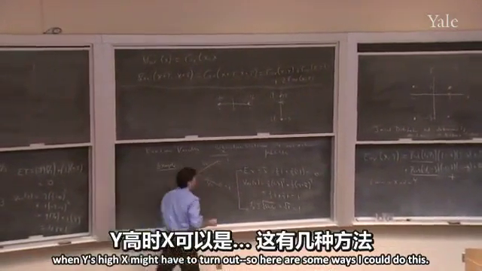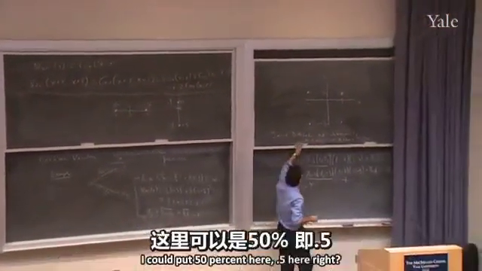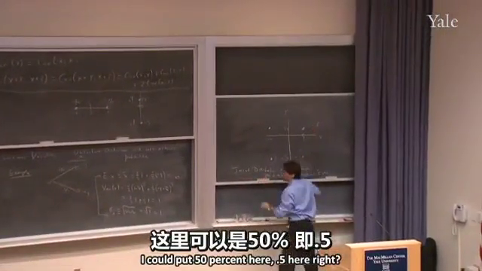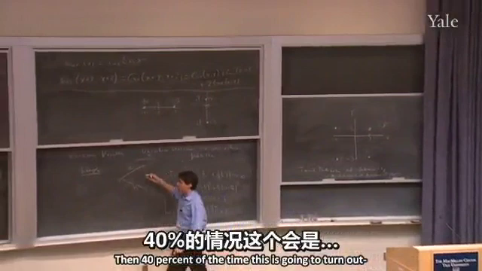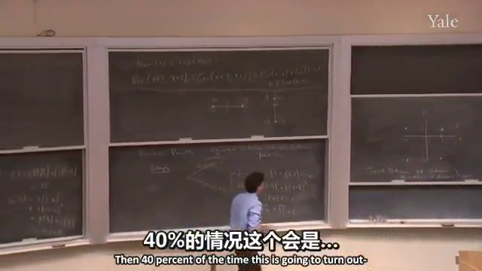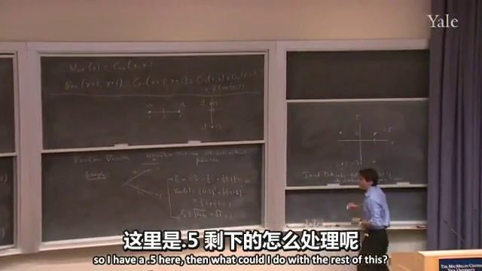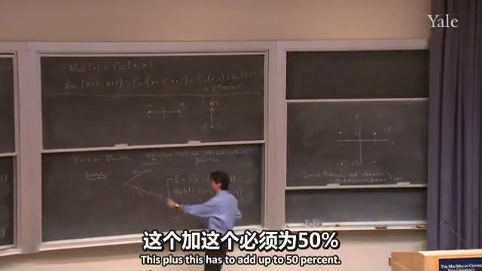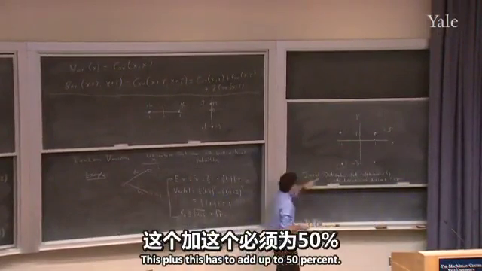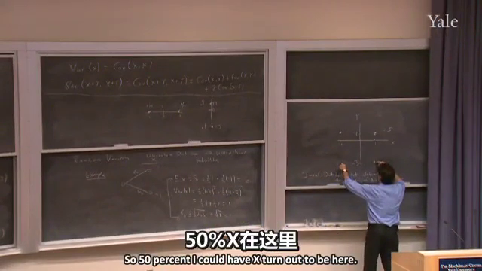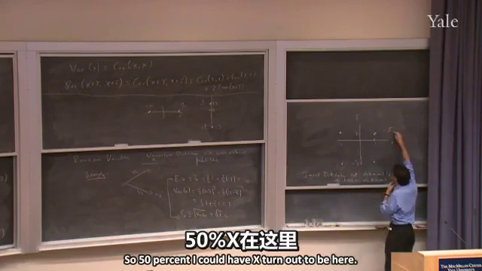I could put, so here are some ways I could do this. I could put 50% here, 0.5 here, right? So 50%, then 40% of the time, this is going to turn out, okay, so I have a 0.5 here. Okay, then what could I do with the rest of this? This plus this has to add up to 50%. Okay, and so 50%, I could have x turn out to be here.